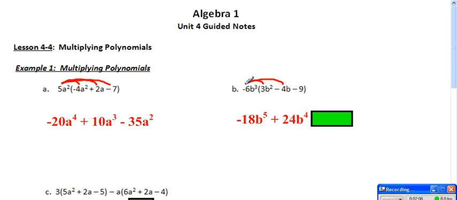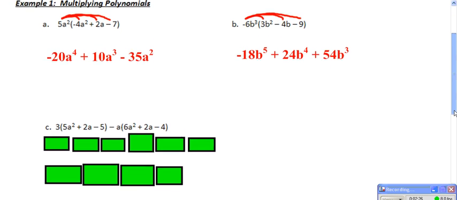Finally, we're going to take and distribute negative 6b to the third into negative 9. Again, multiplying two negative numbers together, giving us a positive 54b to the third. Again, looking at our problem here, it is in standard form.